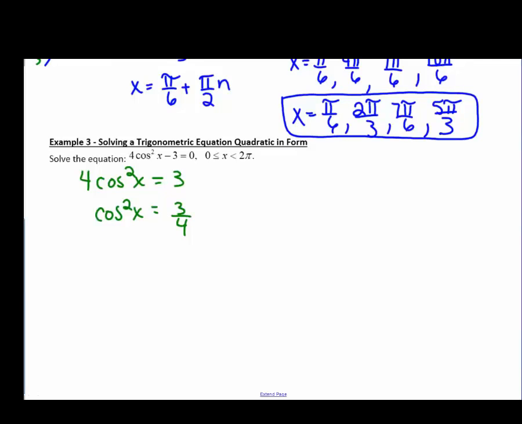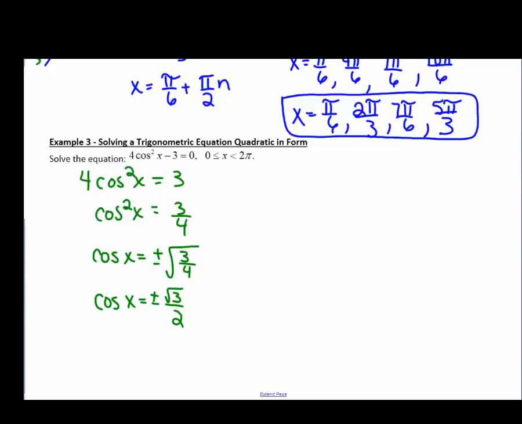And so now, how do I get cosine of x by itself? Well, to undo the square, I take the square root of both sides. So I have the cosine of x equals, and then don't forget, whenever you take the square root of both sides, you have to have that plus or minus there. So that becomes cosine of x equals plus or minus the square root of 3 all over 2, because the square root of 4 is 2.